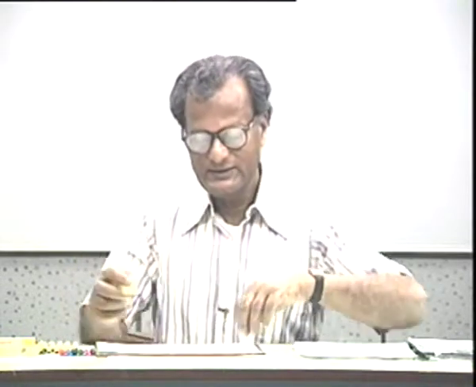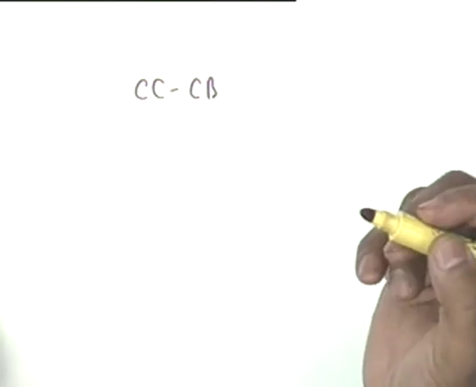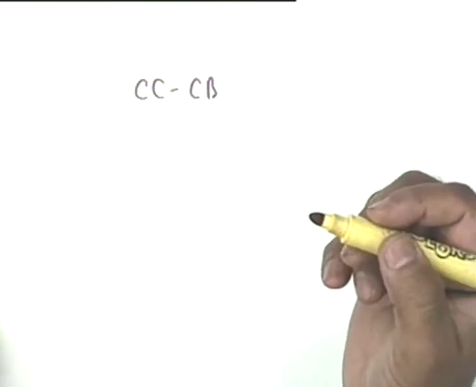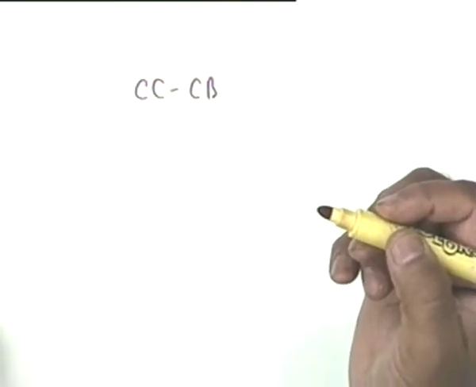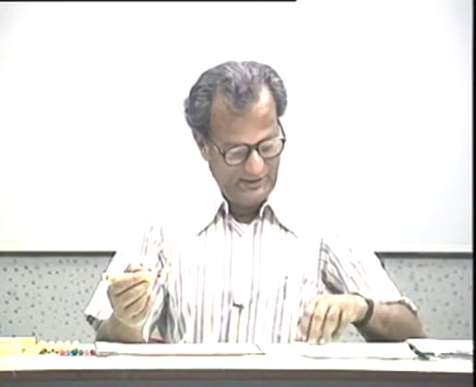The other circuit is the CC-CB combination, and this circuit is the one that is preferred in ICs because its configuration is exactly that of a differential amplifier. Okay, the configuration is like this.